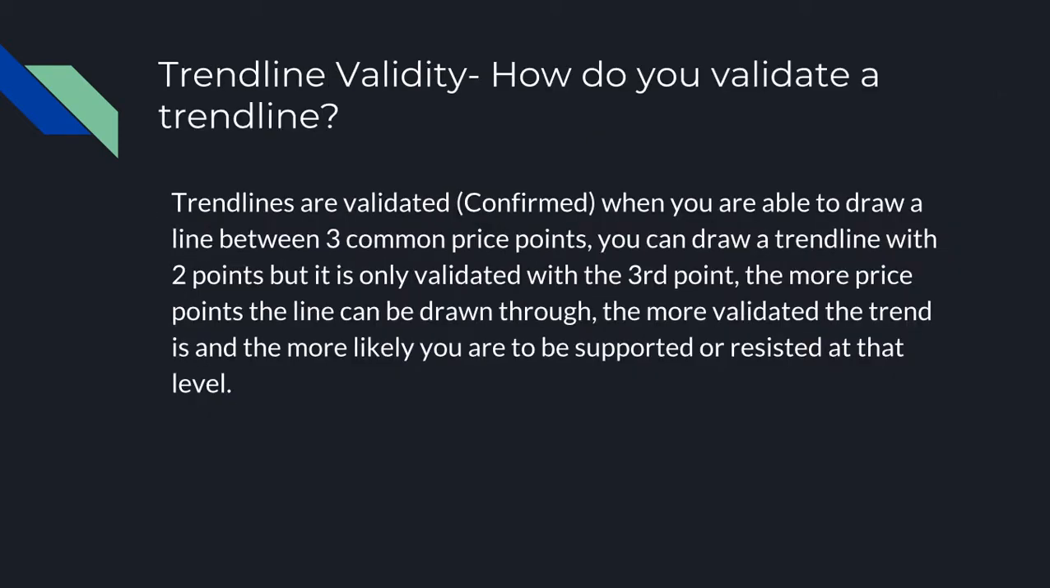Trendline validity. How do you validate a trend line? Trend lines are validated when you are able to draw a line between three common price points. You can draw a trend line with 2 points, but it is only validated with the third point. The more price points the line can be drawn through, the more validated the trend is, and the more likely you are to be supported or resisted at that level. I'll show you some examples.